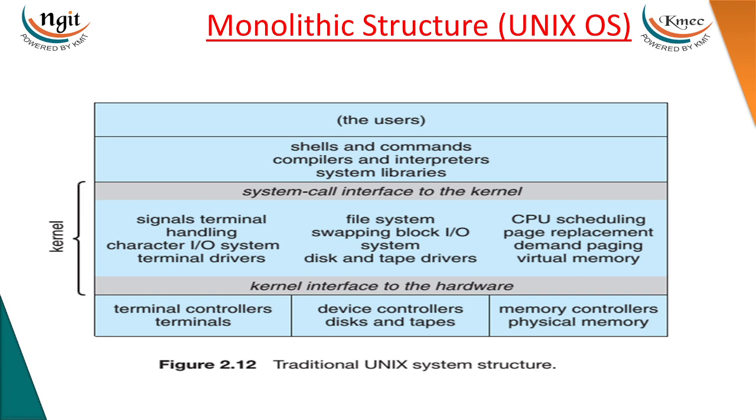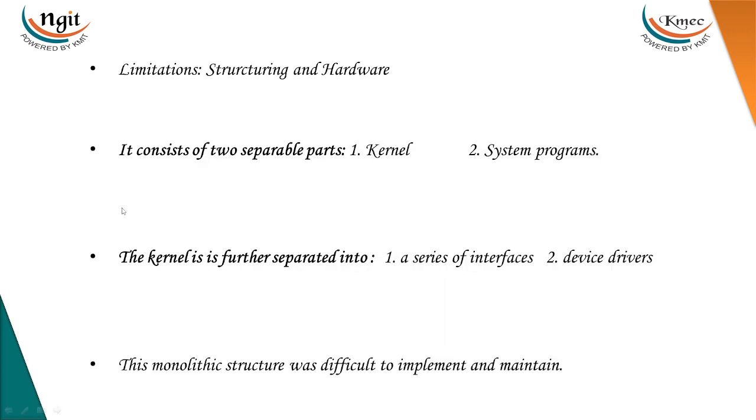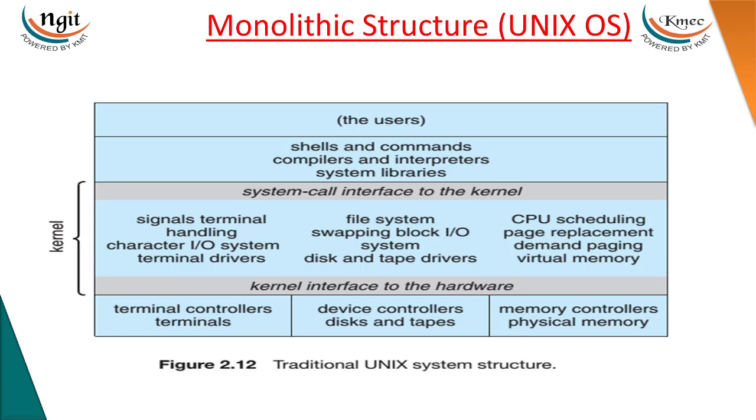Next, let's go to the Unix operating system. In this traditional Unix operating system, you can see that the structuring is very much limited. It was limited by its hardware functionality. The limitations are its structuring and its hardware functionality. It is not a completely layered structure. Only a few layers are there.